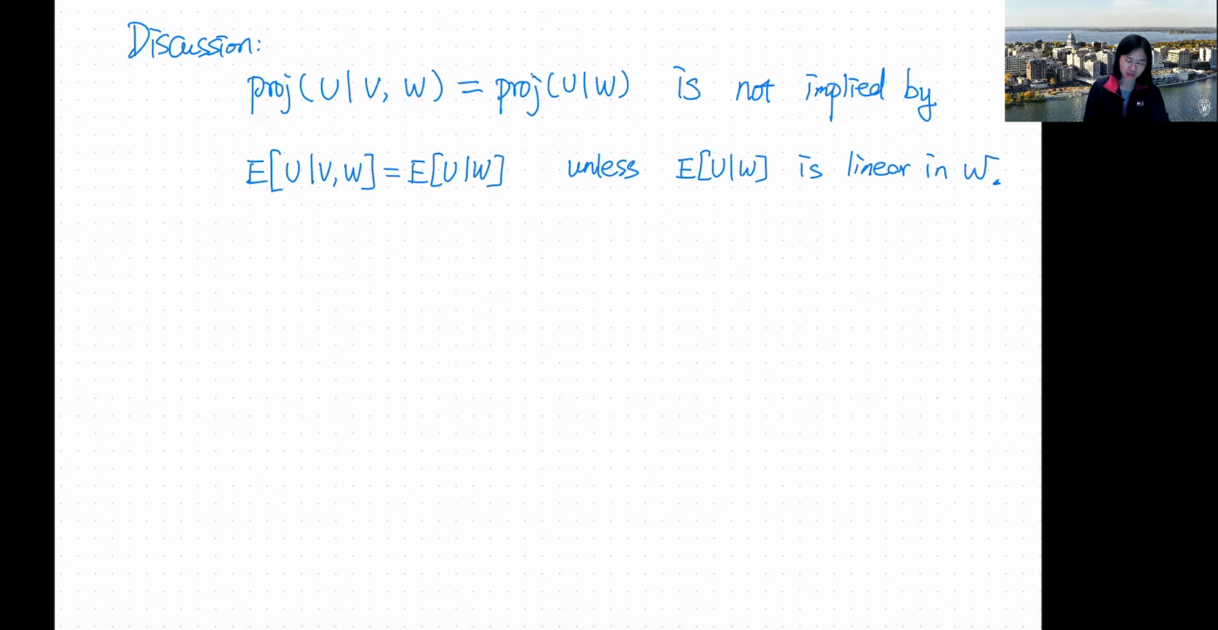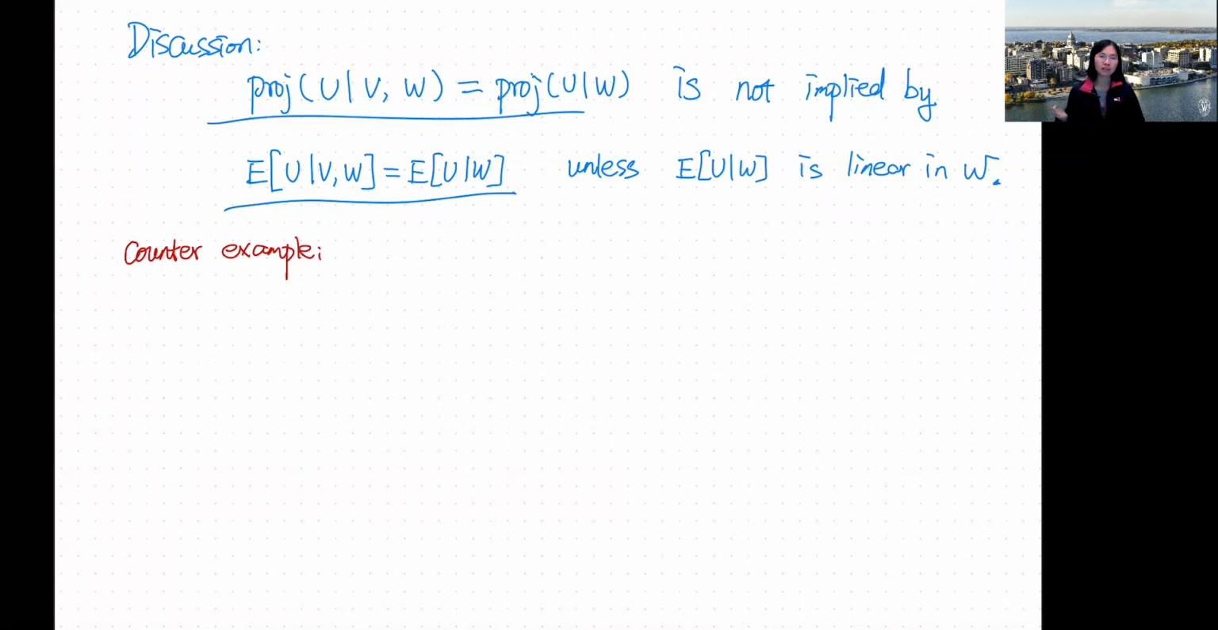So that is why, when this holds, this may or may not hold. I can give you a counterexample where this holds, but this doesn't. In this counterexample, I'll just take a very extreme case, just to make it simple. Let's say V equals W squared.